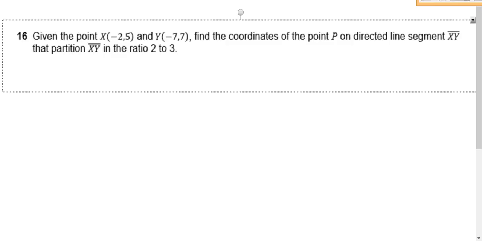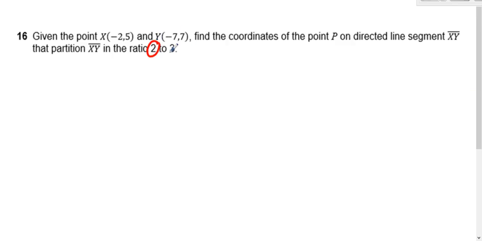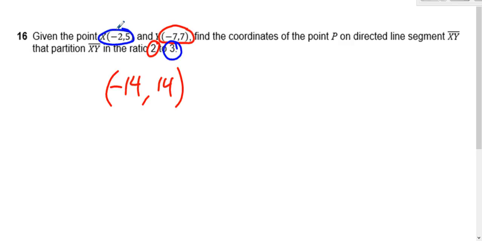Given the points x and y, find the coordinates that partition it into a 2-to-3 ratio. So when you're doing this, the formula way of doing it is you have to take the first number in the ratio with the second point. So you're going to multiply 2 times -7, 2 times 7, and you take the second number in the ratio with the first point. 3 times -2 and 3 times 5.